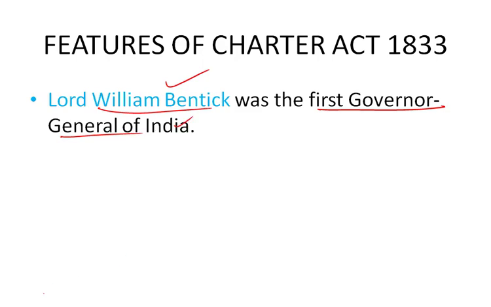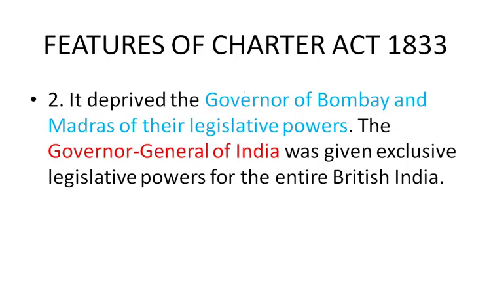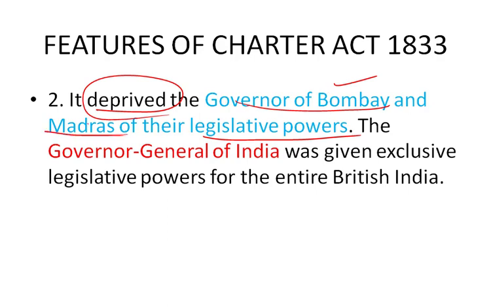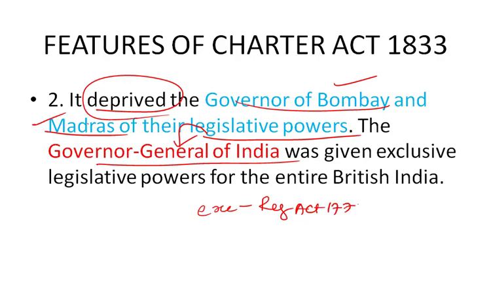And the second feature of this Charter Act of 1833 is it deprived even the legislative powers of the governors of Bombay and Madras, and their legislative powers were vested in the hands of the Governor General of India. The executive powers of the governors of Bombay and Madras were taken away during the Regulating Act of 1773. And during the Charter Act of 1833, even the legislative powers of the governors of Bombay and Madras were taken out, or they were deprived of their powers.